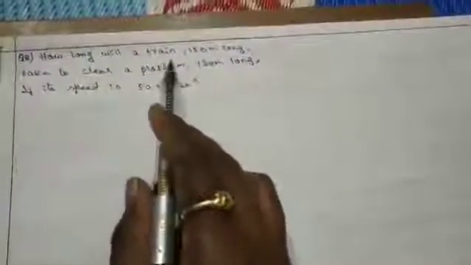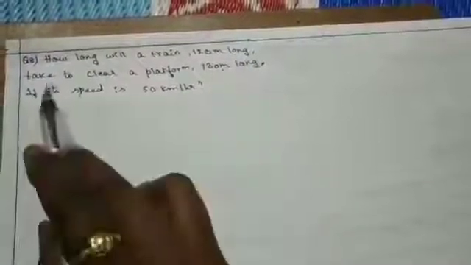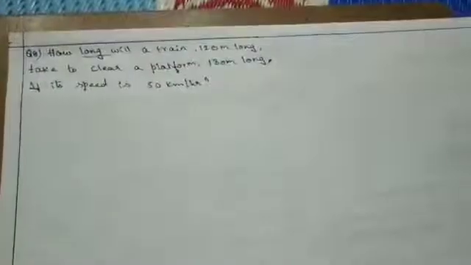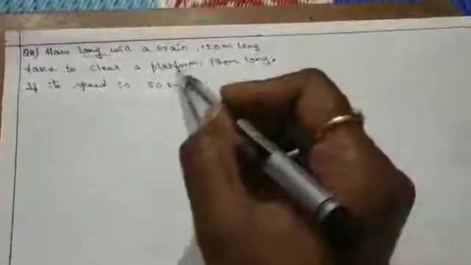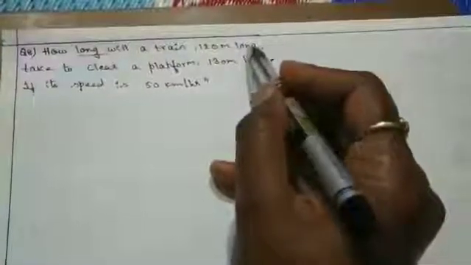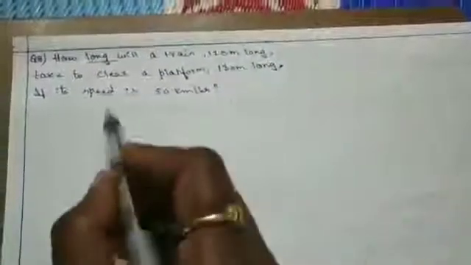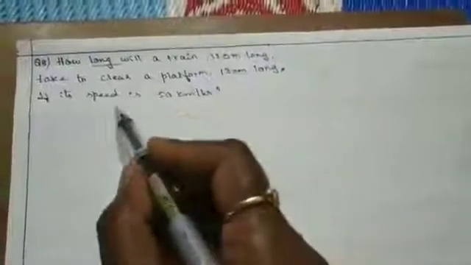How long will a train 150 meter long take to clear a platform 130 meter long if its speed is 50 km per hour? So here the question asked is how long. How long in the sense we need to find the time taken. Okay, what is the length of train? The length of train is 120 meter long and the length of platform is 130 meter long. So the total distance covered is 120 plus 130. You should add up, and the speed is given. So distance is given, speed is given. So we can find the time by using speed is equal to distance by time taken.